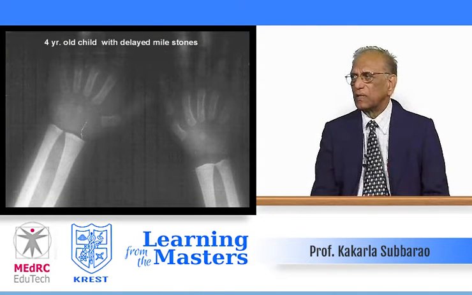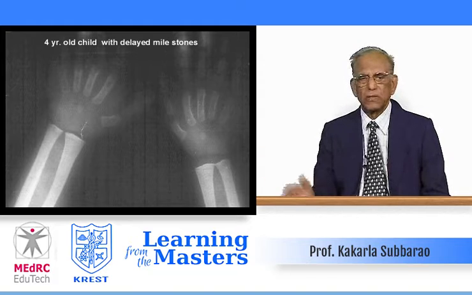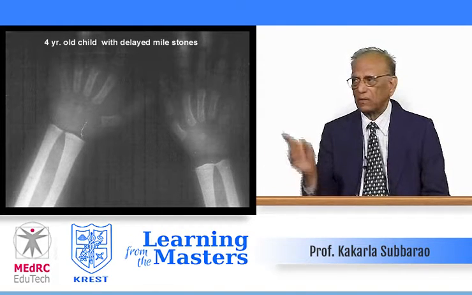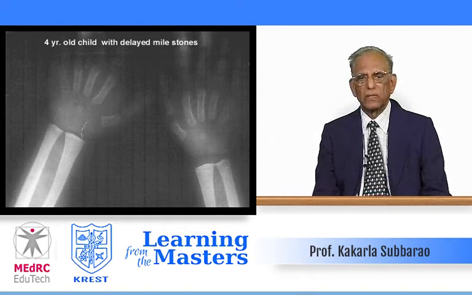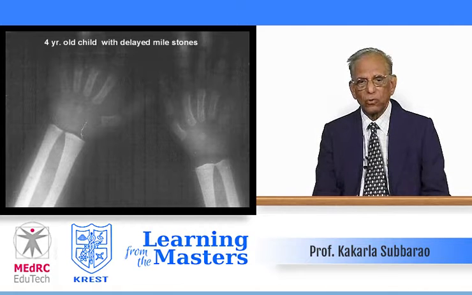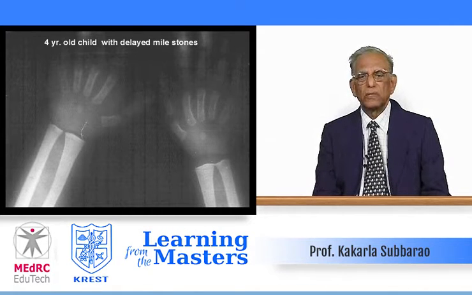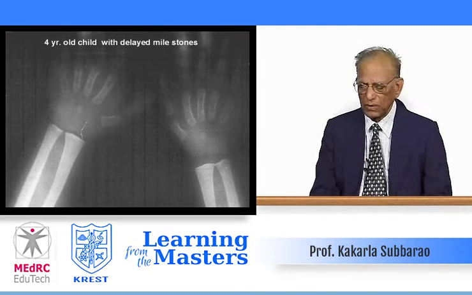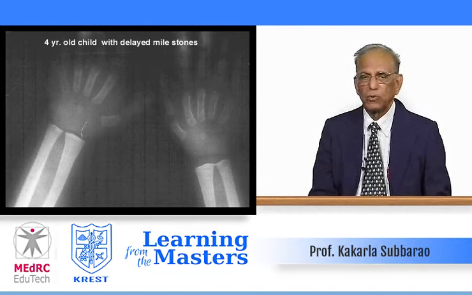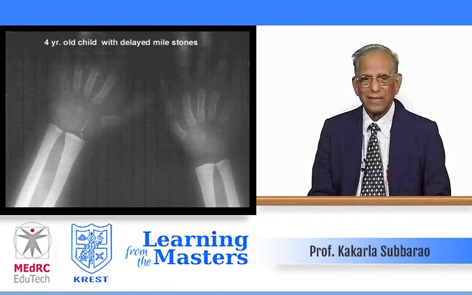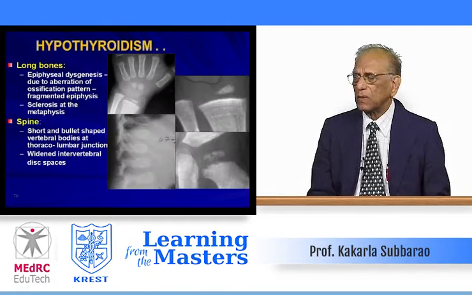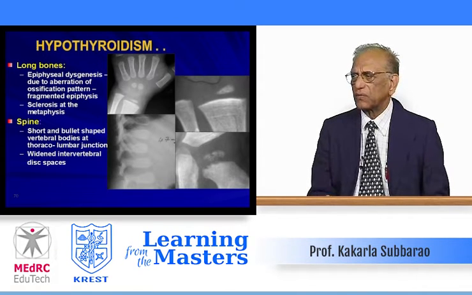This is a 4-year-old child with delayed milestones. Obviously, you see in this 4-year-old child only 1 or 2 ossification centers, indicating the chronological age to be 2 years. Of course, you can get retarded bone age in so many conditions, but this particular case is hypothyroidism, otherwise called cretinism. In the long bones, epiphyseal dysgenesis is noted due to aberration of ossification pattern, fragmented epiphyses, sclerosis of the metaphyses.